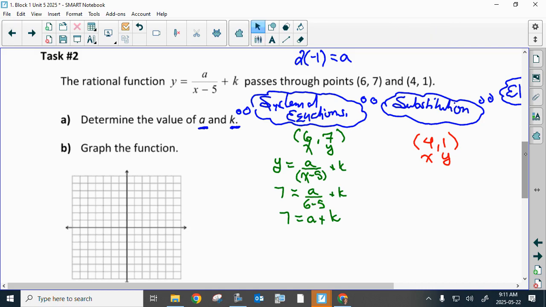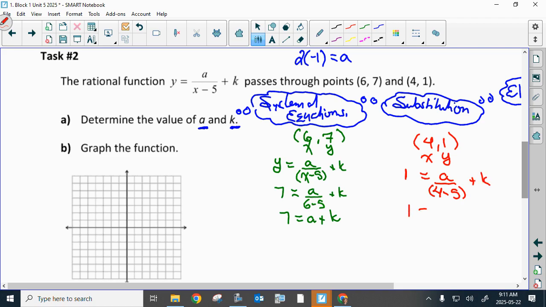So now I go to the other ordered pair. So y is equal to 1. And then I've got 4 minus 5. And then I've got my plus k. 4 minus 5 is negative 1. So a divided by negative 1 would be negative a. Do you guys see that? Like that would be negative 1 on the bottom. A divided by negative 1 is just negative a.